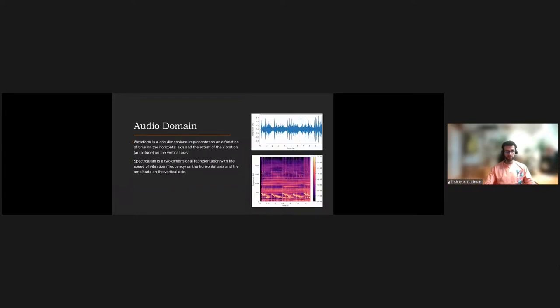Waveform is a one-dimensional representation with time on the horizontal axis and the extent of vibration, or amplitude, on the vertical axis. We can see the waveform representation in the figure above. And a spectrogram is a two-dimensional representation with the speed of vibration, or frequency, on the horizontal axis and amplitude on the vertical axis, which you can see in the figure below.